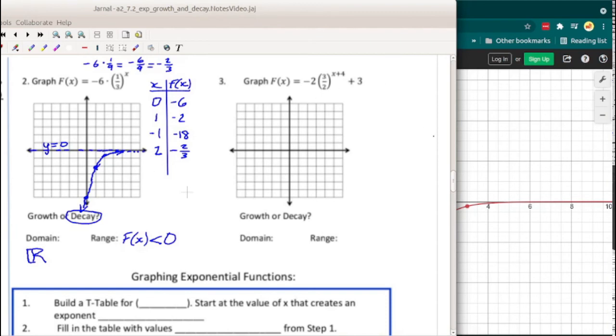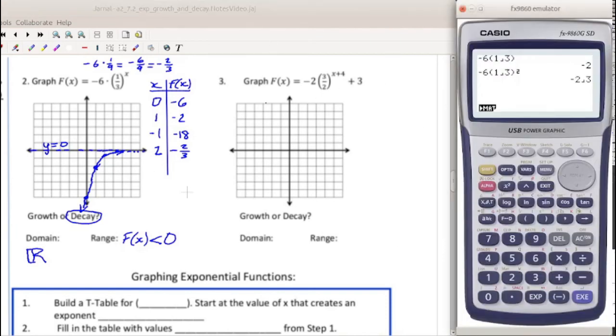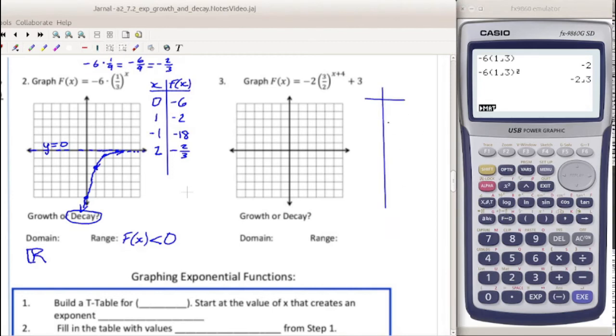All right, let's take a look at number 3. Graph f of x equals negative 2 times 3/2 to the x plus 4, plus 3. This is about as difficult as it's going to get. So again, start out with our table of values of f of x, and remember f of x is just another name for y. So here's my x, here's my f of x. And this time I'm not going to start out with x equals 0, because if I plug in x equals 0, I've got 0 plus 4. This is going to be a lot more mental math work than I'm wanting.